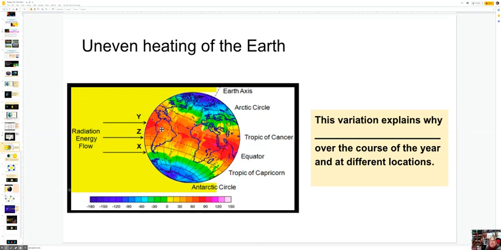Now, this variation in where the sun's rays hit, kids, is going to explain why temperatures change over the course of the year and at different locations. Now, kids, the equator is probably right along here. And these words over here, kids, are going to be the answers to your other orange slide for the day.